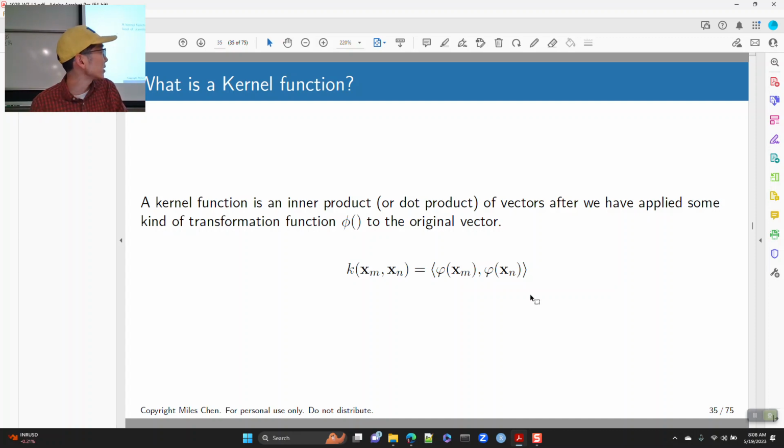And so we can say a kernel function can be found directly using xm and xn, but a kernel function will also have an equivalent form, which is the inner product of basically our x vectors after applying some kind of transformational function phi to the original vector. I feel like I'm just speaking gibberish words.